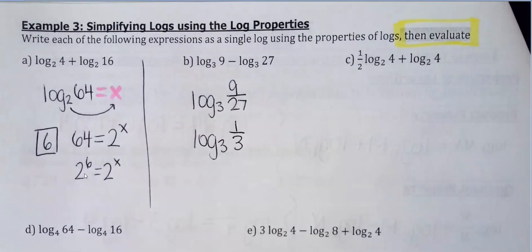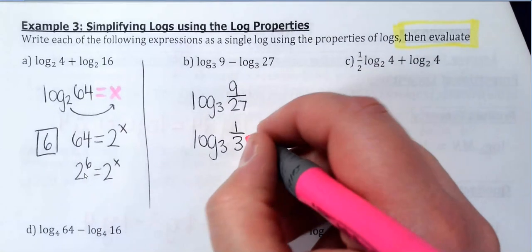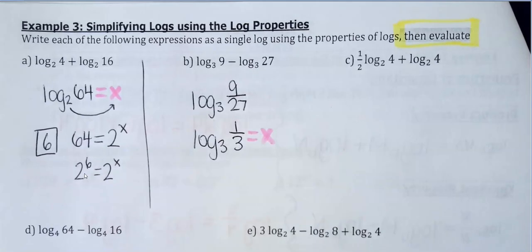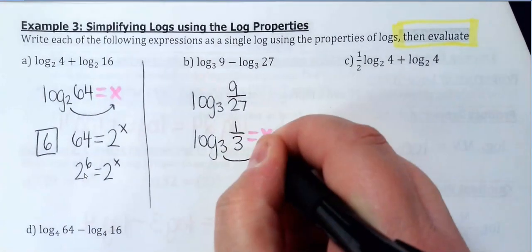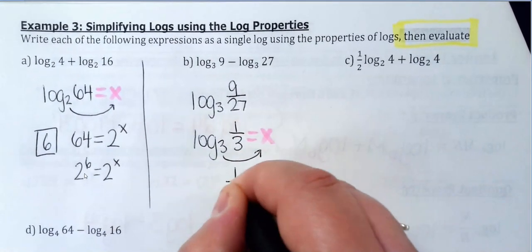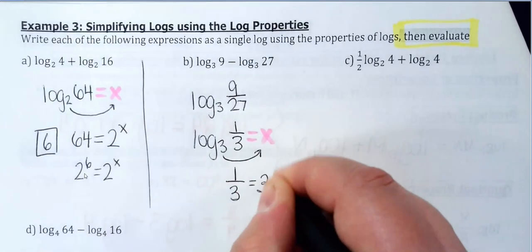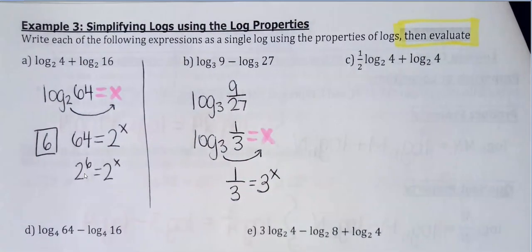And that's writing it as a single log. Now we're going to just evaluate real quick. So I'm going to get rid of the log by changing this to an exponential. So I have 1/3 equals 3 to the x. Anybody know what x would be there? It's a nice number. -1.